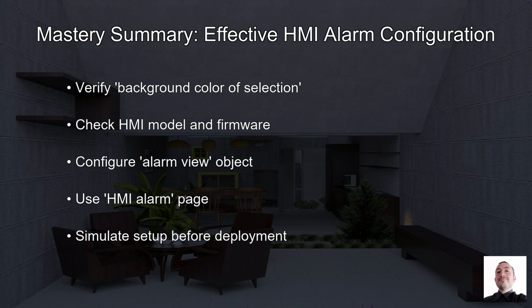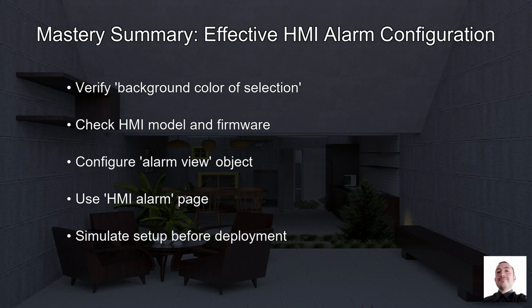First, ensure your alarm view settings are correctly configured in the HMI software. The key parameter here is the background color of selection, which controls the alarm color display. If you're missing the option to change alarm colors directly, verify your HMI model and firmware version, as this can vary. Remember, the alarm view object is your gateway to effective alarm management.